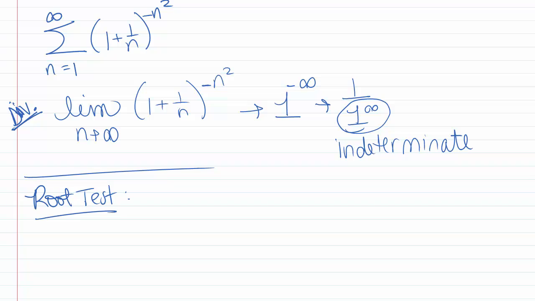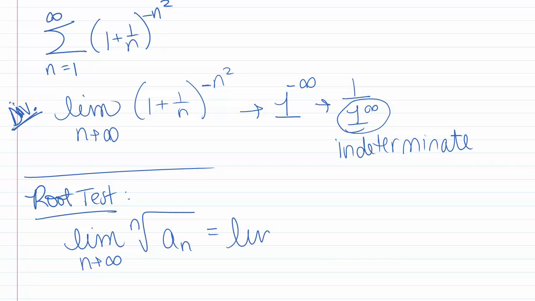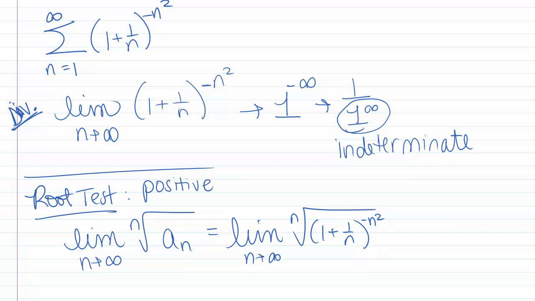Because if I do the root test, I can take the nth root, I'll get rid of one of these n's here. So let's look at the limit as n goes to infinity of the nth root of a_n, which is the limit as n goes to infinity of the nth root of (1 + 1/n)^(-n²). And I should also mention that to do the root test, I had to check that it was positive, but it is. We're taking a positive number, raising it to a power, so it's positive.